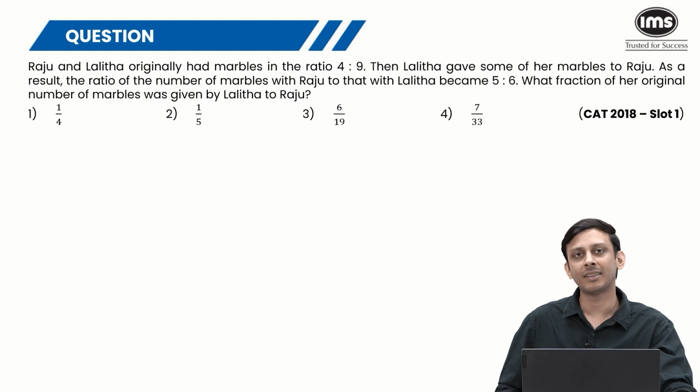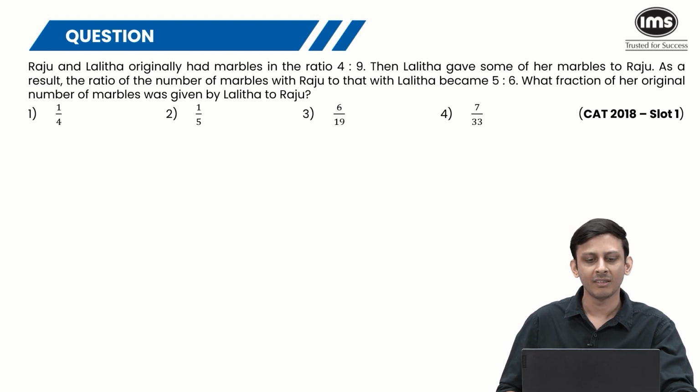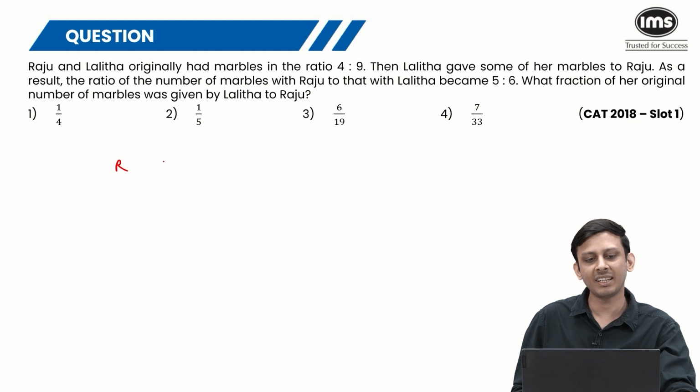Now in the better method, the key observation is that the total number of marbles remains the same. Whatever is the total number of marbles with Raju and Lalita combined at the beginning, we have the same total with them at the end. Because ultimately what is happening is Lalita is giving some marbles to Raju, but if we consider the two of them combined, the total remains the same. So keeping that in mind, if we just deal with the ratios without taking any variable, at the beginning we have 4:9, at the end we have 5:6.